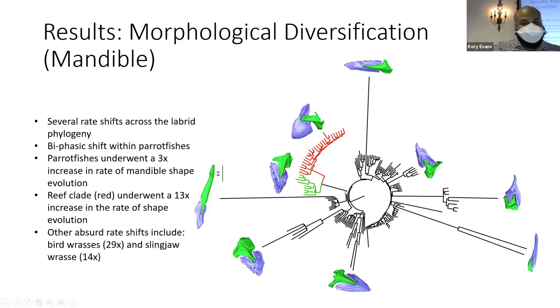And when we get to our parrotfishes, with the coral reef clade in red and the seagrass clade in green again, we find a really interesting pattern. We first find what's called a biphasic shift in rates of shape evolution. At the base of the parrotfishes, we find a pretty significant shift. And then when we get to the coral reef clade, we find a second shift. So basically, the coral reef parrotfishes evolve with a biphasic shift in rates of shape evolution.